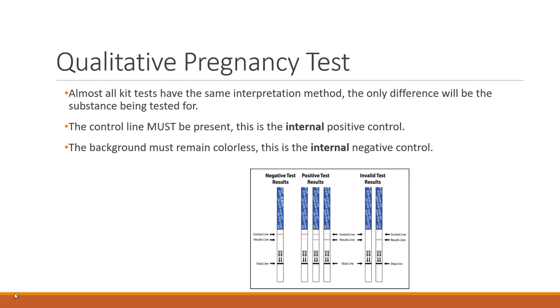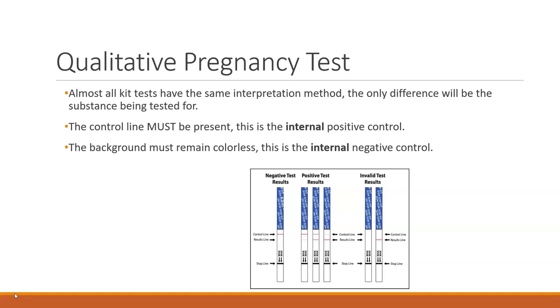So here's a qualitative pregnancy test, and this isn't like the one that you buy at the grocery store. This is more involved. Almost all kit tests have the same interpretation method. The only difference will be the substance we're testing for. In pregnancy, it's HCG. In flu, it's the flu virus. So each one has a different target, but the methodology is pretty much the same.